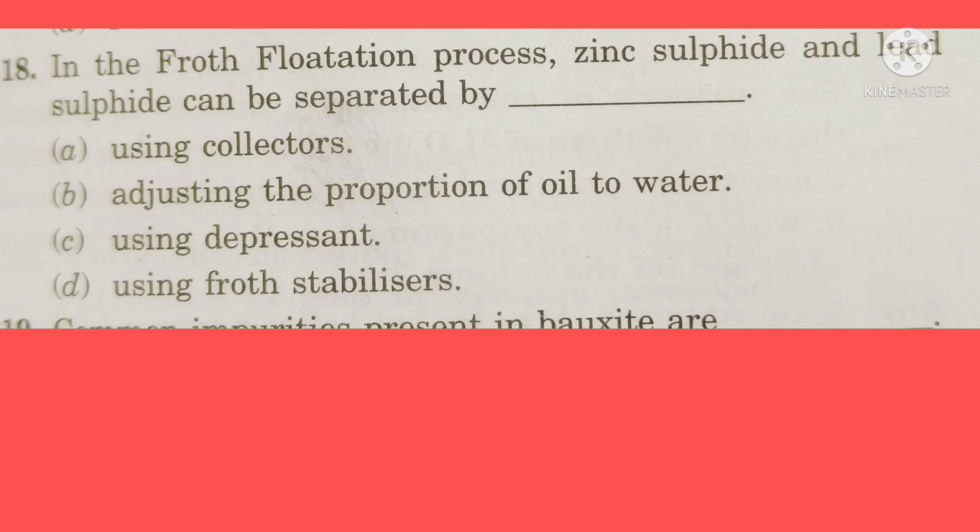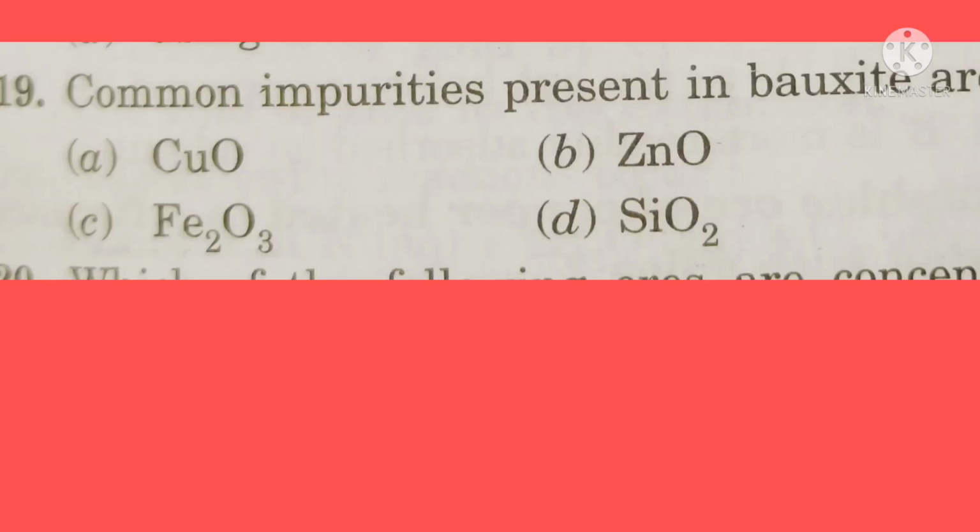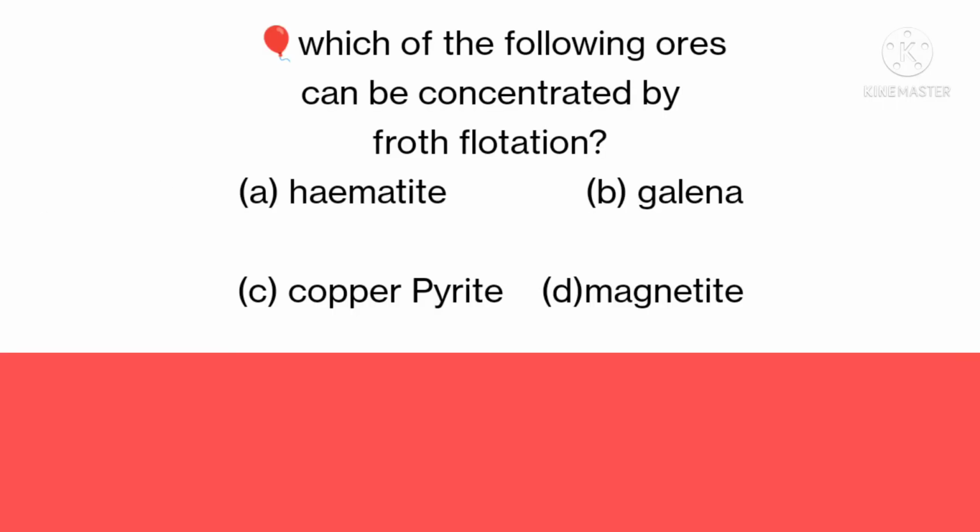In the froth flotation process, zinc sulfide and lead sulfide can be separated by adjusting the proportion of oil to water and using depressants. Option B and C are correct. Common impurities present in bauxite ore are iron oxide and silica. Option C and D. Which of the following ores can be concentrated by froth flotation? Galena, PbS, and copper pyrite, CuFeS2 are the correct options.